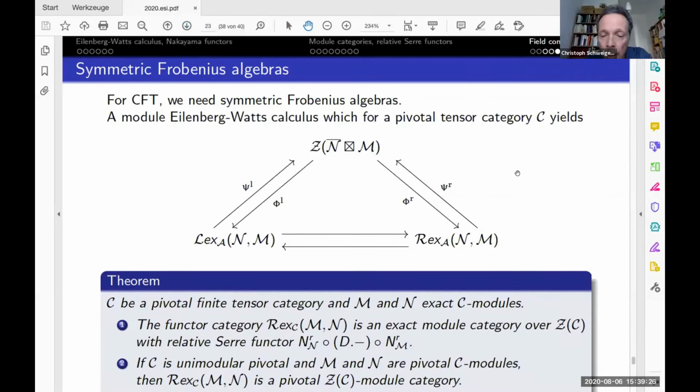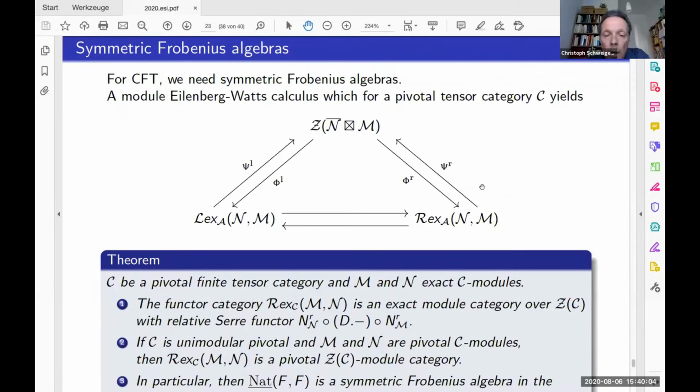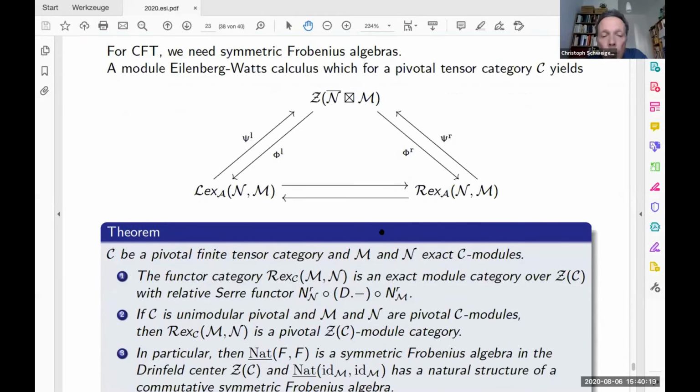More complicated, and these are the recent theorems which prove what I just informally tried to announce. Suppose we have a pivotal finite tensor category C, and if C is modular, then it has a distinguished pivotal structure. And M and N are exact module categories for C, and one can compute the relative Serre functor. The relative Serre functor can be expressed in terms of the relative Serre functors of N and M, and a distinguished object D for the monoidal category C. Now, the distinguished object is not so important if you're interested in modular tensor categories, because in this case D is isomorphic to the monoidal unit.